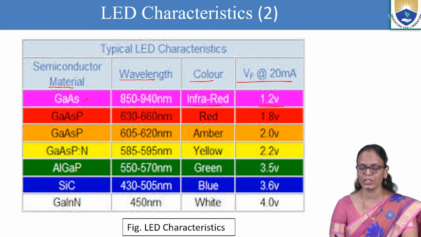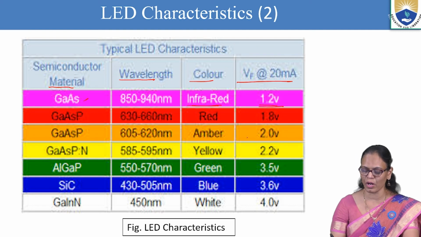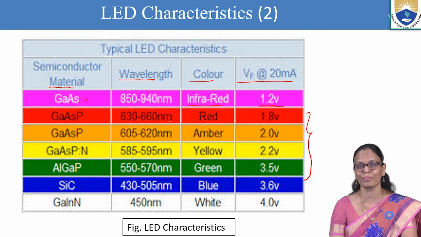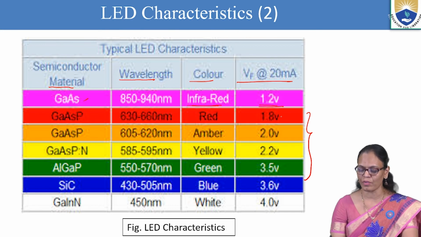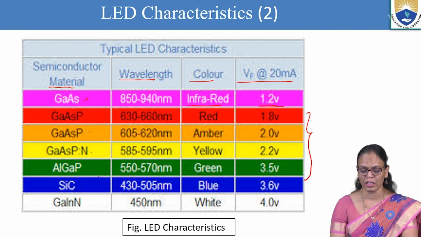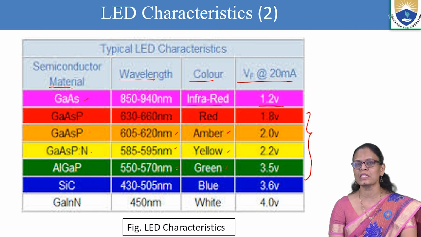Now when it comes to the visible region, that is from red to blue, if you see, all this is the visible region. So we are using gallium arsenic phosphide. The range is 630 to 660 nanometer. It is in the red range and 1.8 volt. So when the type of material that we are using is varying, the wavelengths that are emitted differ. When the wavelength varies, the color of the light that is emitted also varies. That is how we see different color LEDs in the market.